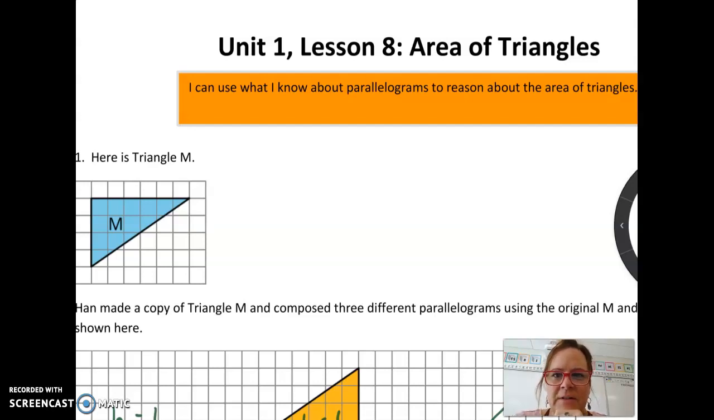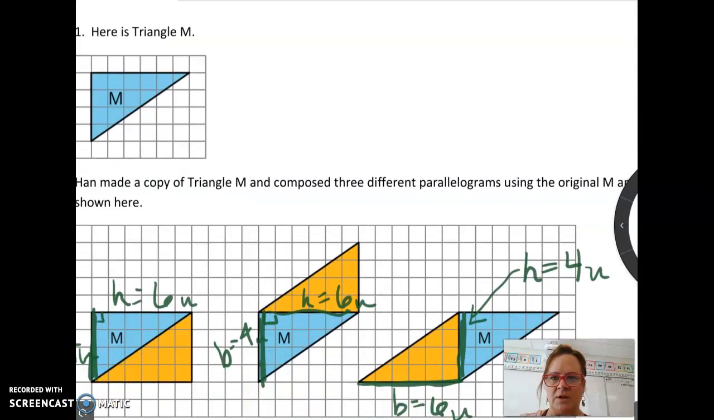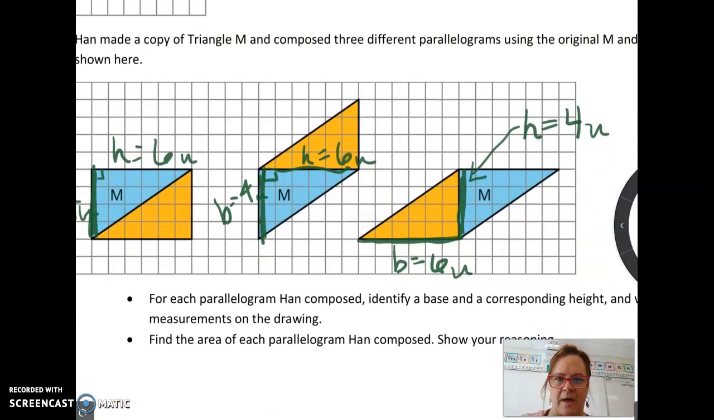I'm going to talk about Lesson 8, the area of triangles. So if you haven't already got yourself situated with your work and a curriculum pen, make sure that you do that. Alright, so here's triangle M, and we're going to look at 3 copies of triangle M.